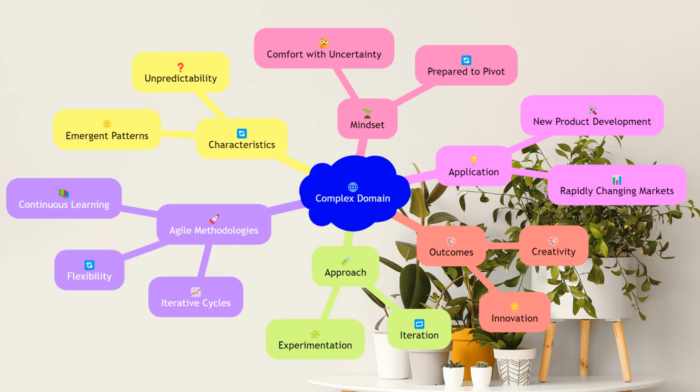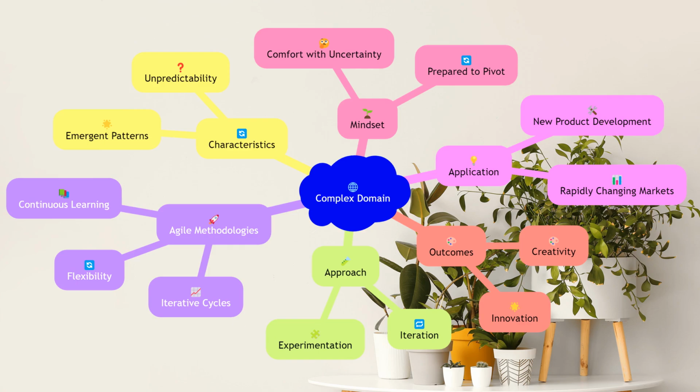In the complex domain, cause and effect can only be understood in retrospect. This domain is characterized by unpredictability and emergent patterns. Solutions emerge through experimentation and iteration, making it a natural fit for agile methodologies. For example, developing a new product in a rapidly changing market requires constant feedback and adaptation.